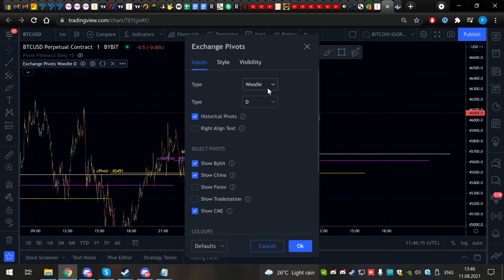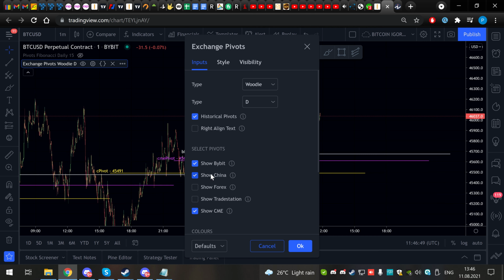The type of pivot we will use is Woody. It has a really big hit rate. And what else? You want to mark to show the Bybit pivot. Why Bybit? We trade Bybit, so we need to know what the Bybit traders see. Then we have the China pivot from OKCoin Exchange, or OKEX, I think one of them it is. You want to see what Chinese traders do, because China and Asia traders love pivots. So that's why it's working pretty okay.